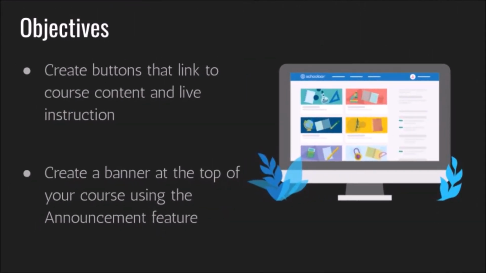In this tutorial video, you will be creating a student-friendly course with buttons. In particular, you will create buttons that will link to the course content and the Microsoft Teams live instruction. As a result of those buttons, you will create a banner at the top of the course by using the announcement feature.